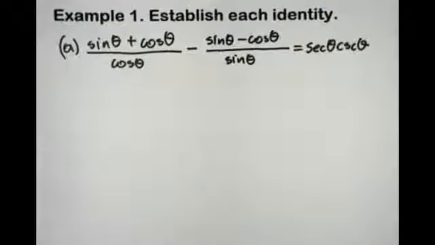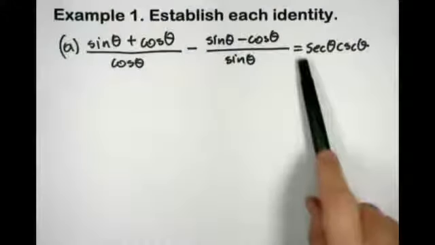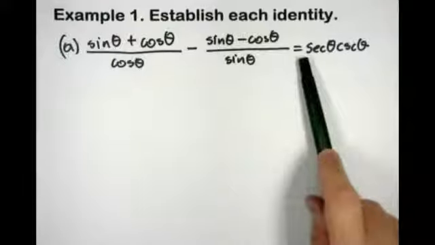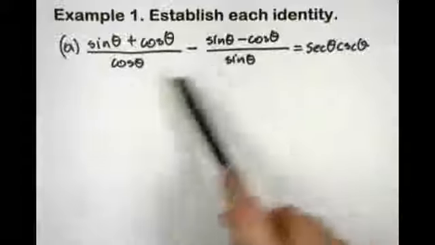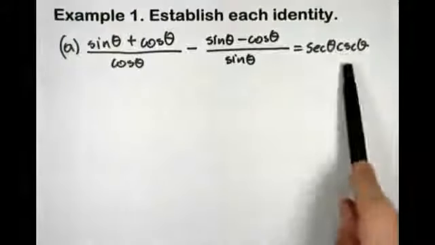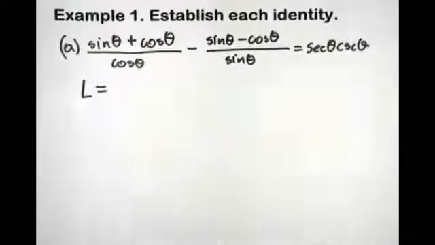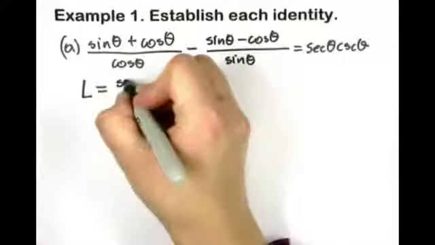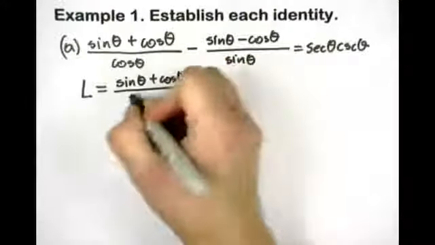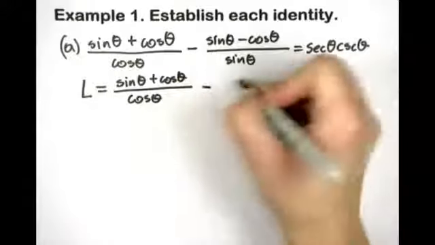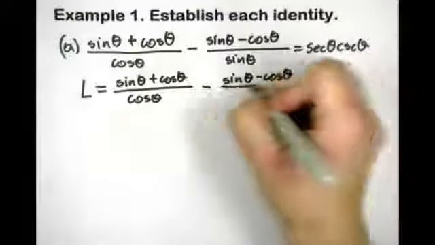Establish means prove it. You cannot multiply both sides because you need to prove that this equation is true. So what do we do? We start with the left side, and we keep rearranging until we end up with the right side. So left side, L stands for the left side. Left side of my equation is sine theta plus cos theta over cos theta minus sine theta minus cos theta over sine theta.